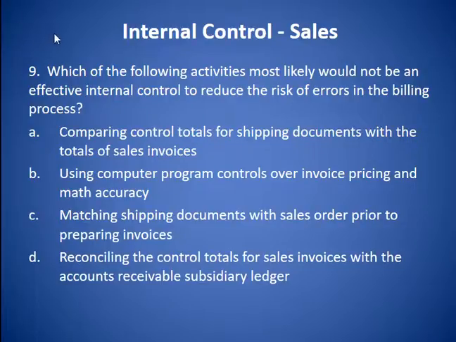And it is, which of the following activities most likely would not be an effective internal control to reduce the risk of errors in the billing process? And again, we have four choices. Go ahead and study those choices. Stop the video when you're ready. Restart the video and review the answer slide.